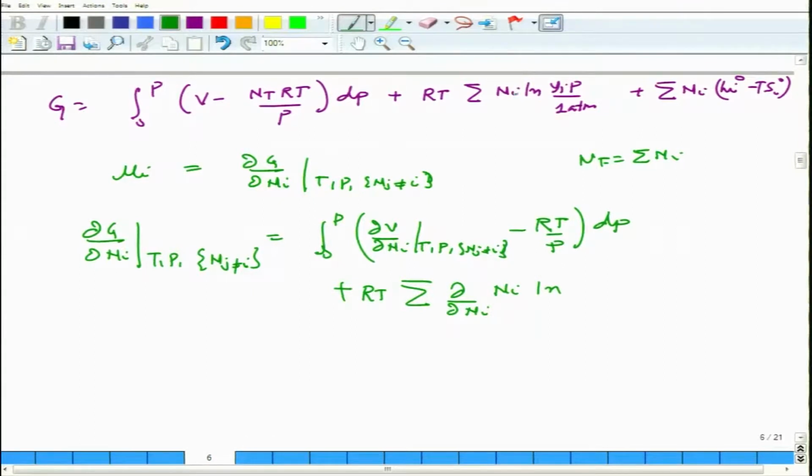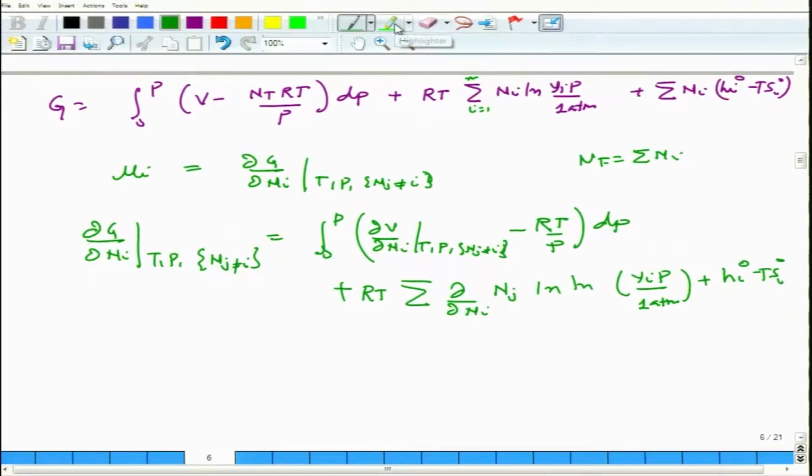Now, here since I am using i, since i is 1 to m, and here this is a specific i, I am going to change this to Nj, ln YiP by 1 atmosphere, plus summation Ni will be 1. If you take the derivative of this, this will be 1. So, what remains is basically Hi0 minus TSi0.